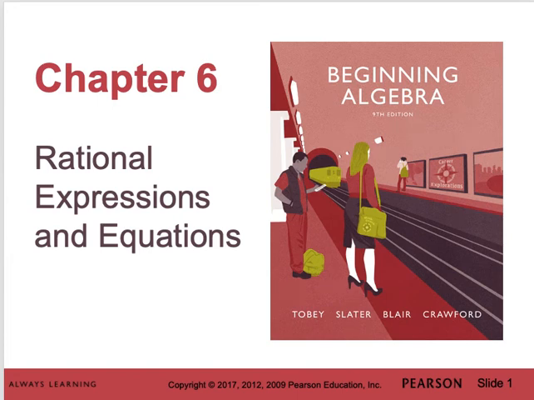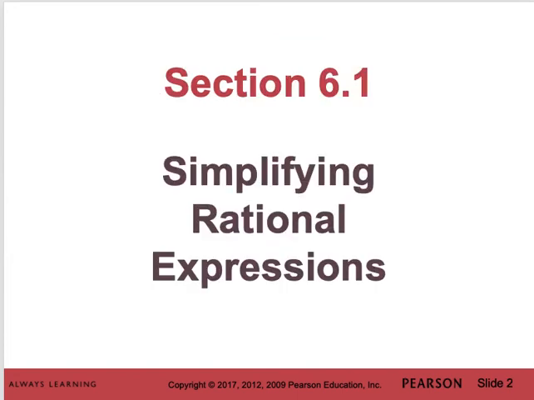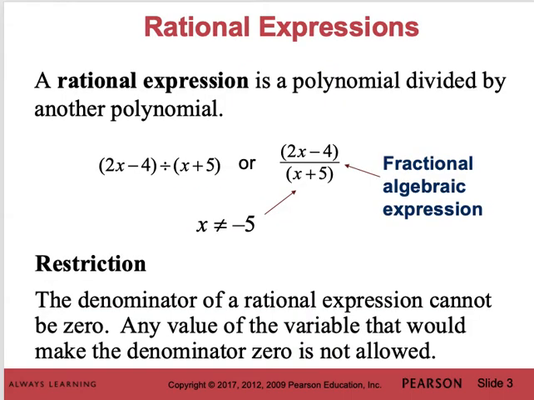Chapter 6, focusing on Section 6.1, Simplifying Rational Expressions. We'll first begin with the definition of a rational expression. It is a polynomial divided by another polynomial. So on the top, 2x minus 4 is our first polynomial, being divided by our second polynomial, x plus 5. The restriction for this is the denominator, or the bottom section here, cannot be equal to 0.